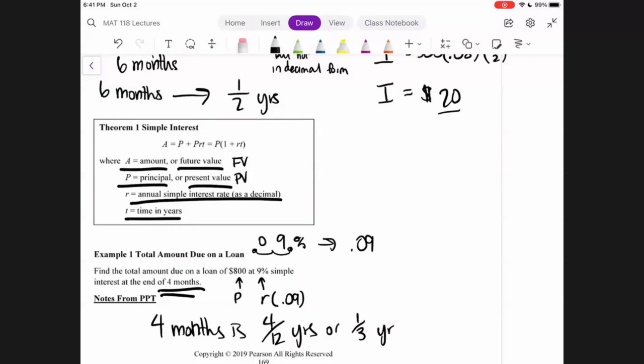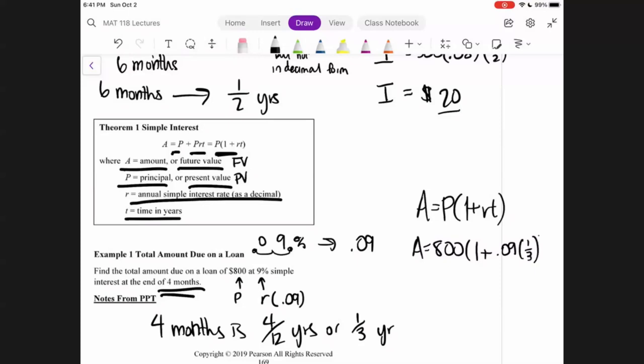So plug it in our formula. You'll see here it's your principal plus your interest. So this is the shortcut. You factor out that P. So A would equal P times 1 plus RT. Right? So let's plug in everything. So A would equal 800 times 1 plus 0.09 times 1/3. So let's key that in our calculator and see what we get.